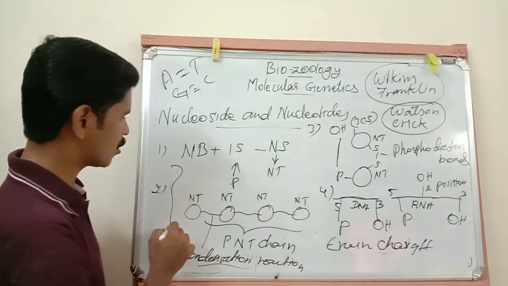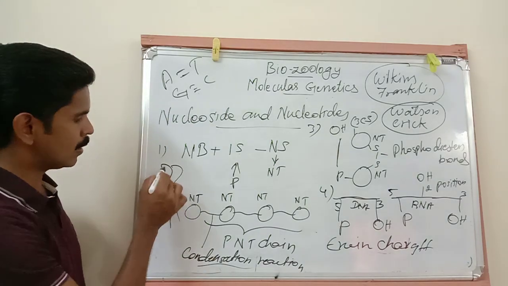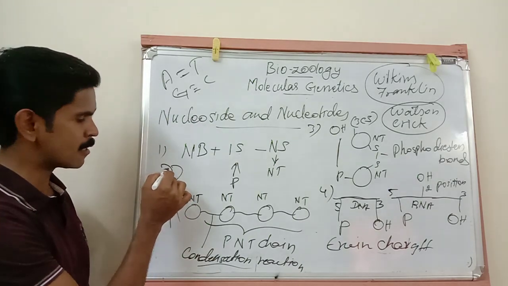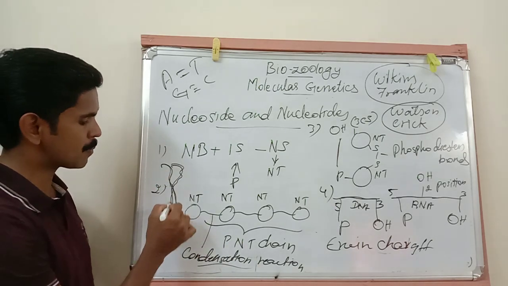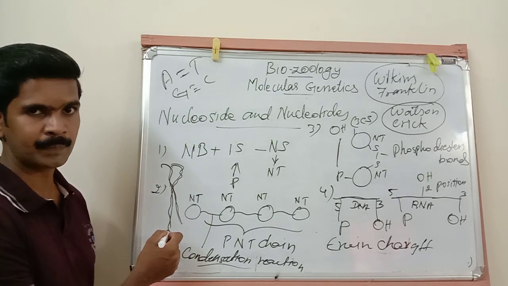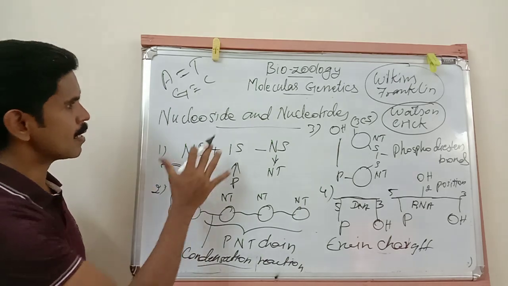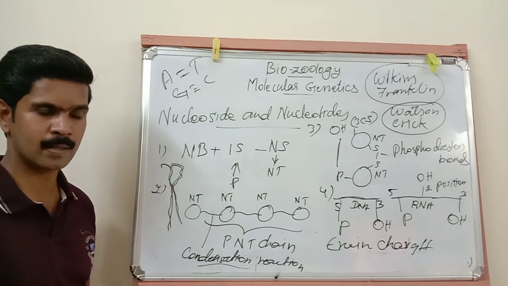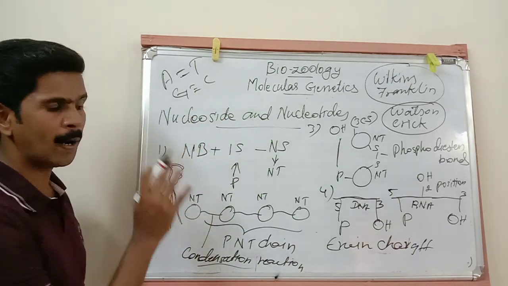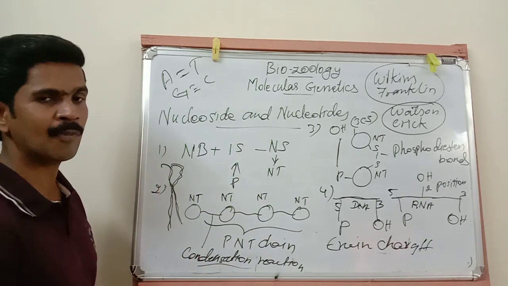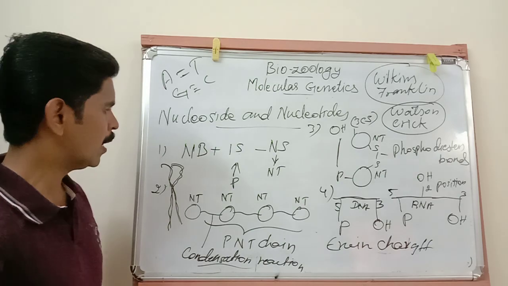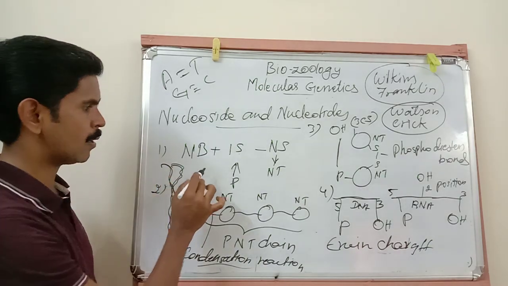Just imagine this is one strand, this is the second strand. If we know the nitrogenous base present in this strand, we can predict the nitrogenous base present in the second strand. Understand? So that's all about nucleosides and nucleotides. Now I said 5 important points about nucleosides and nucleotides, and all these 5 points are explained in 3 paragraphs. Once again I repeat all these points.